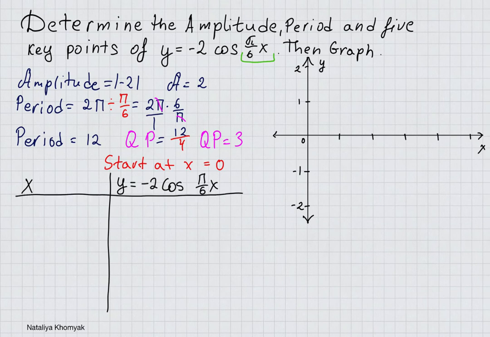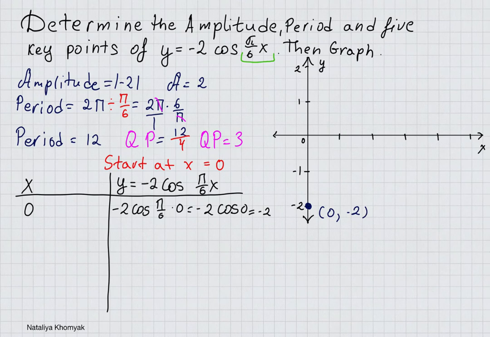First x value is 0, and y would be equal to -2 times cosine of pi over 6 times 0. So this is -2 cosine of 0. Cosine of 0 is equal to 1, so we have -2 times 1, which is -2. So our first point on the graph will be at x equals 0, y equals -2.